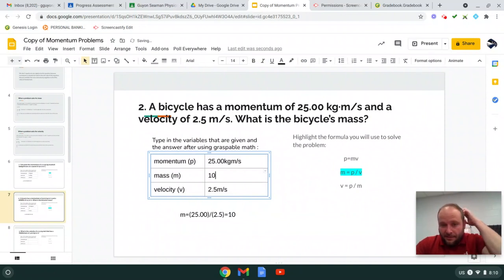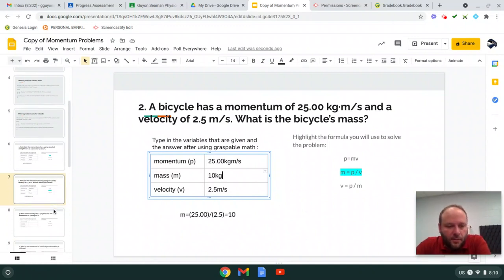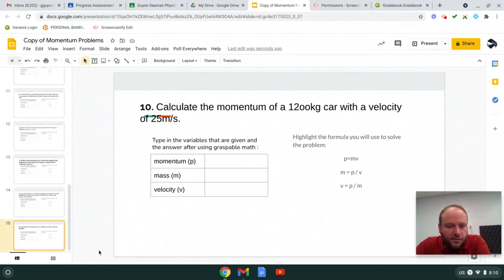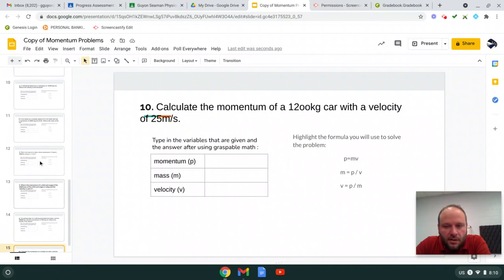And again, if I can't remember what the unit is, I can go back and look at slide 2. But mass is always going to be kilograms. Okay, and that's it. So now we have a couple more problems. It's up to 10 problems. We've done 2, so you have 8 more to do on your own, just like this.